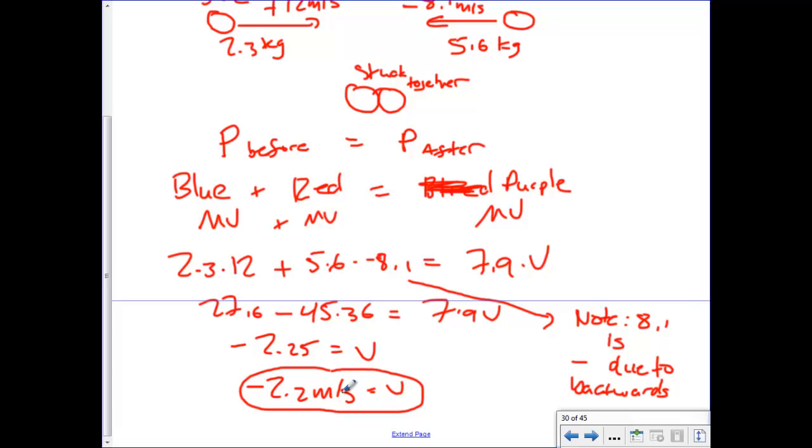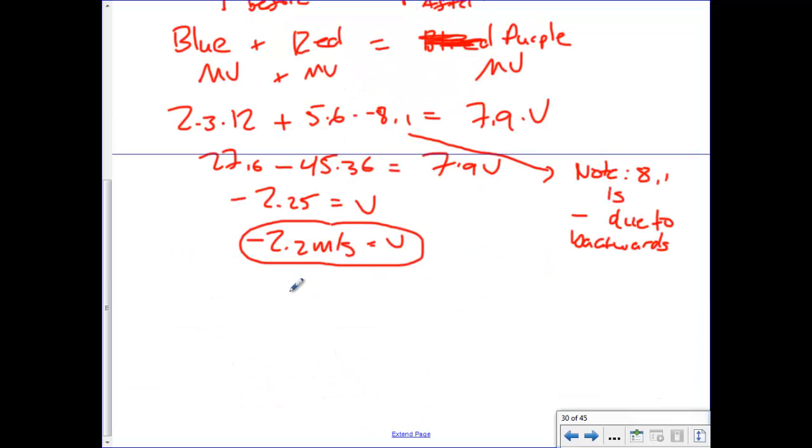Okay. So I would just say 2.2 meters per second left, just to make sure you know which way it is.